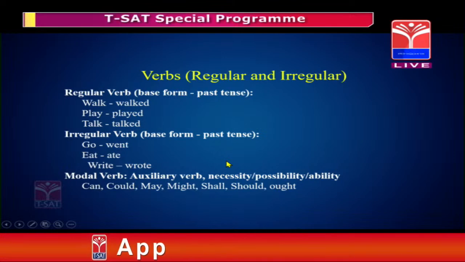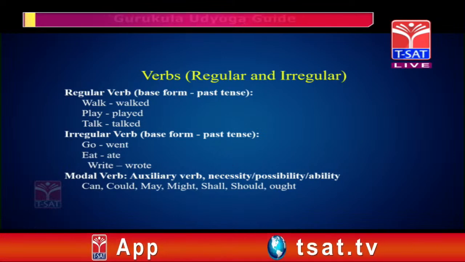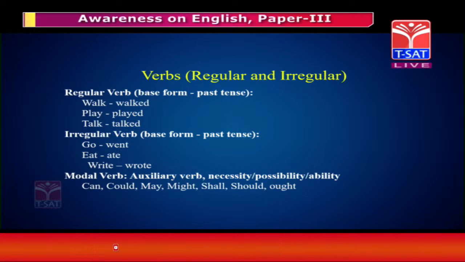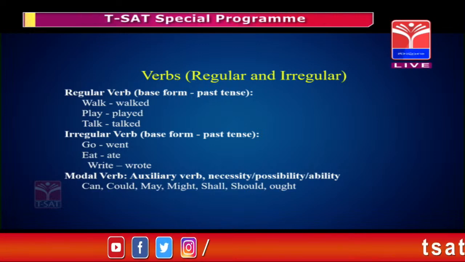Another component here is verbs. We need to speak on verbs. Verbs, as you know, the action words are called verbs. Verbs we have two kinds, regular and irregular verbs. What are called regular verbs?